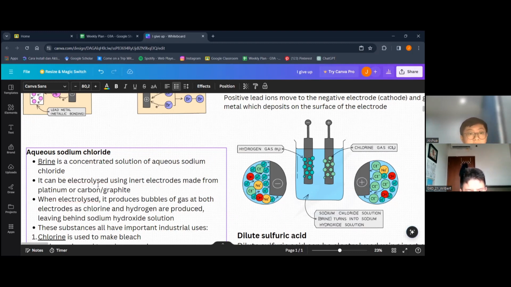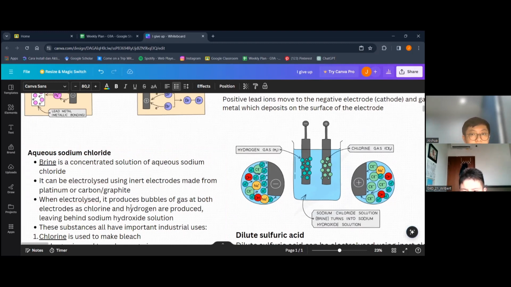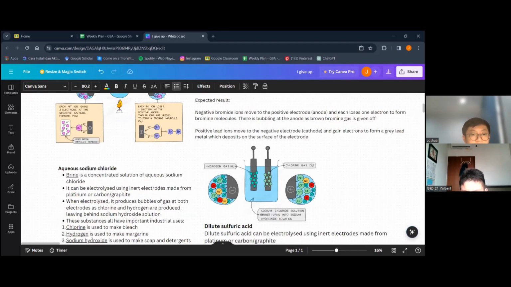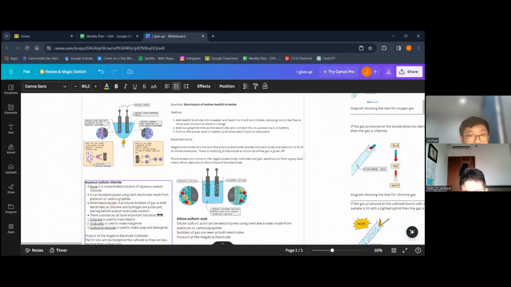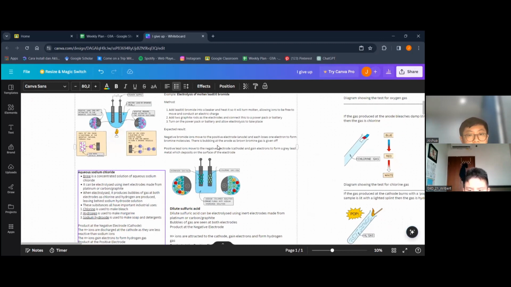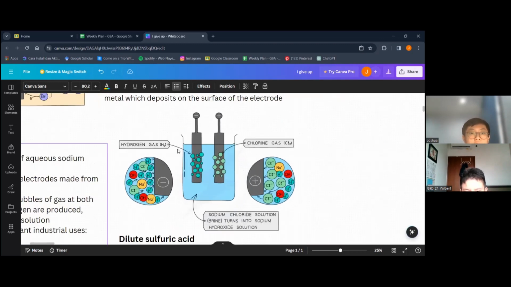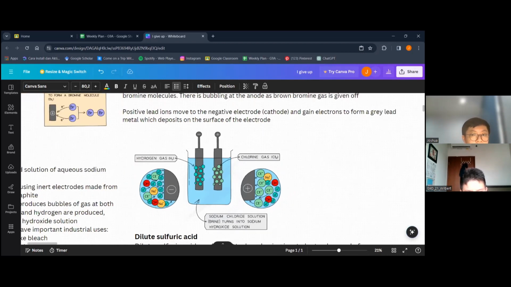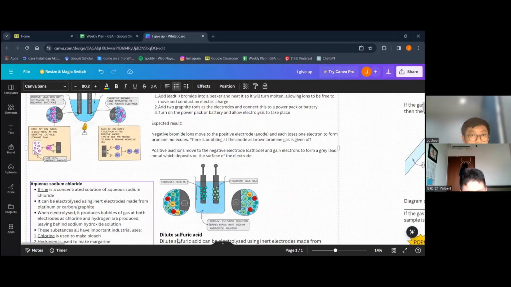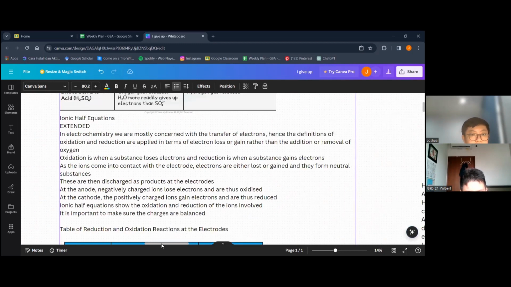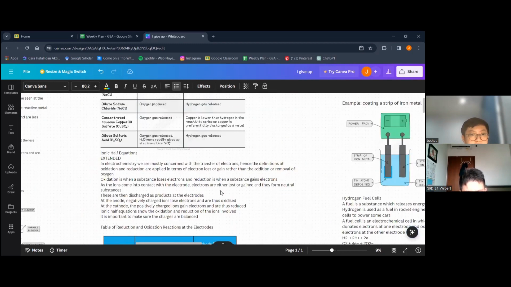So when sodium chloride is electrolyzed, it produces bubbles of gas at both electrodes as chlorine and hydrogen are produced. Now, as you know, at the cathode, like I said earlier, metals will be produced here, right? But why is hydrogen produced? So to answer that question, where is it? Wait, I lost it. Here.